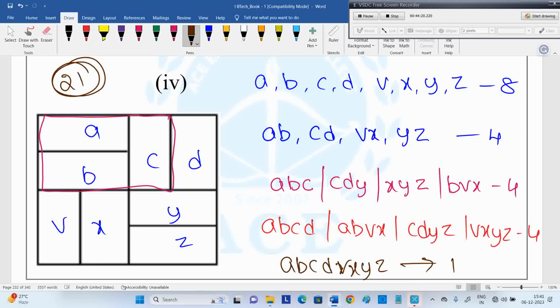Individually, we got 8, 2 combinations, 3 combinations, 4, then 5, 6, 7 not possible. Entire all 8 as one combination. That's the answer: 21.